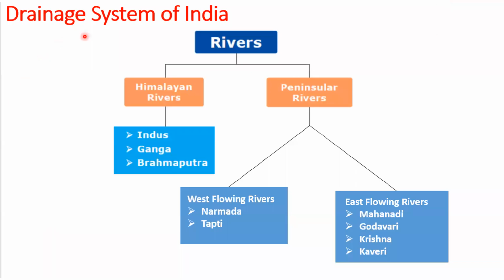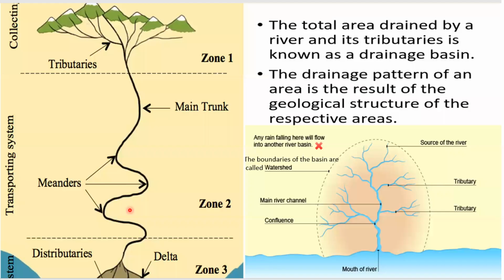Hello students, today let us learn about the drainage system of India. The rivers of India are categorized into Himalayan rivers or North Indian rivers and peninsular rivers, which are also called South Indian rivers. The very important Himalayan rivers are Indus, Ganga and Brahmaputra. The peninsular rivers of India are categorized into west flowing rivers that empty into Arabian Sea, and the east flowing rivers flowing into Bay of Bengal. Let us see about each one of these rivers in detail now.